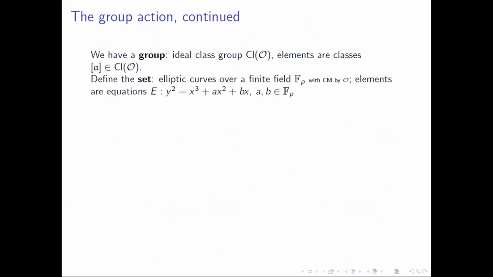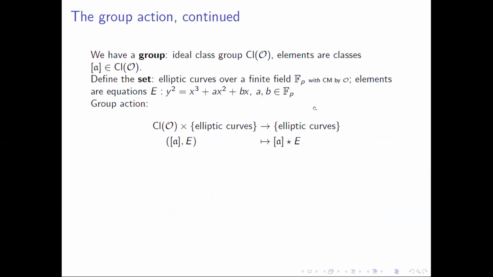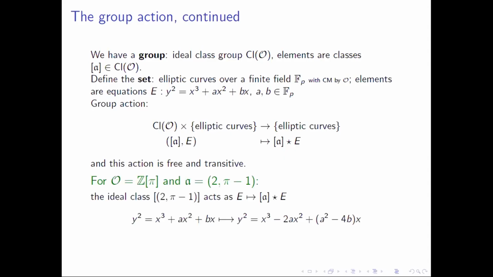And we let it act on the set of elliptic curves. This is a very crazy sounding thing, because elliptic curves are just some equations with y squared is equal to x cubed plus ax squared plus bx, where a and b are some numbers in a finite field. And I claim that there is an action by this class group, this very classical number theoretic object, on the set of elliptic curves, and that this action is free and transitive. Well, it's kind of hard to write down how this action looks.